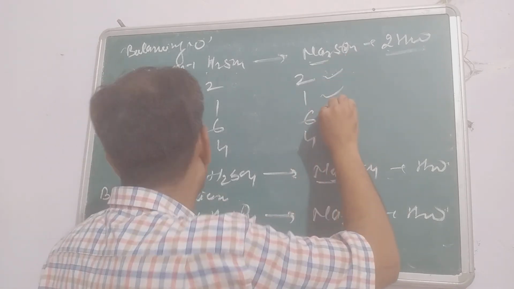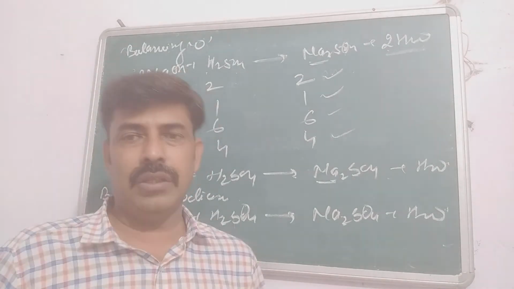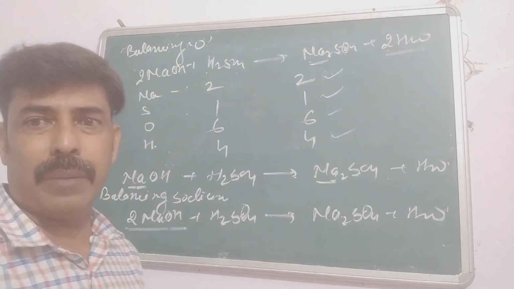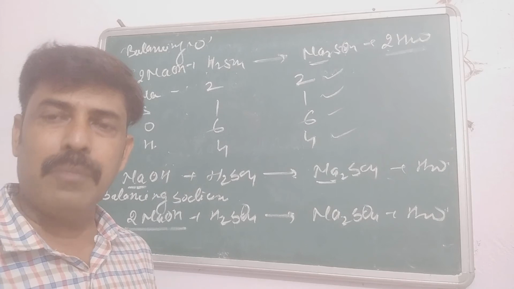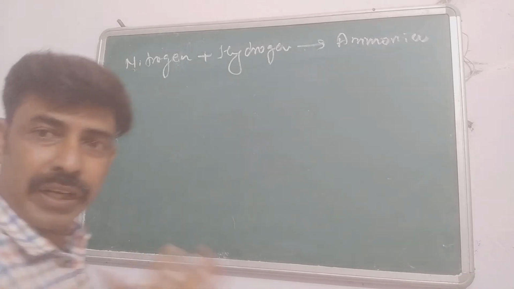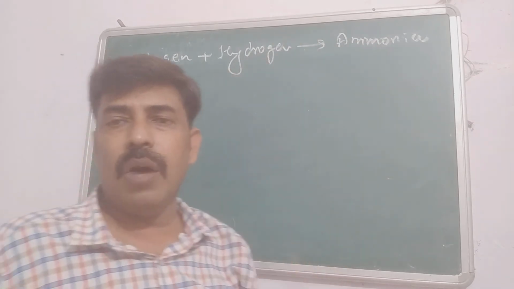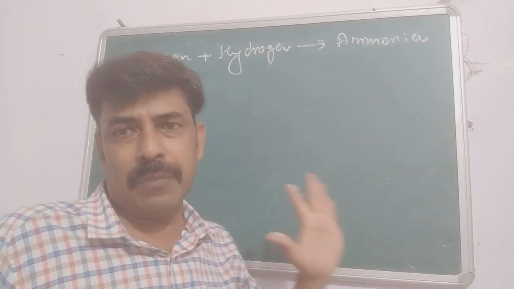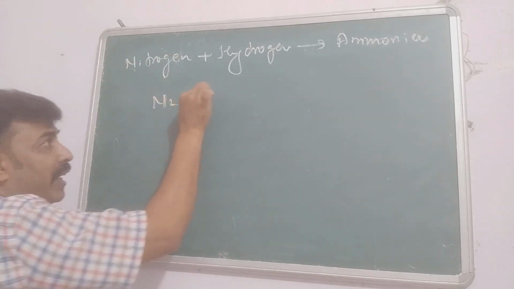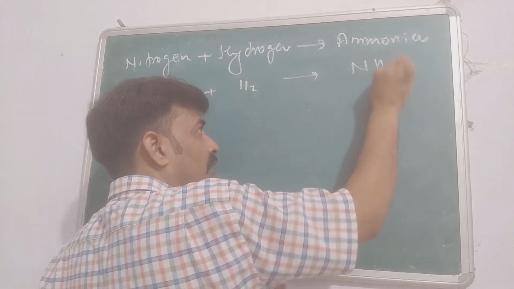So sodium, sulfur, oxygen and hydrogen all are balanced, and if all the elements are balanced, surely the reaction is also balanced. Then this is the simple step for the balancing of any equation. I am taking one more equation to show the same. So the reaction is nitrogen on reaction with hydrogen gives ammonia. So I am writing it in the form of the equation: nitrogen N2 reacts with hydrogen H2 to yield ammonia, that is NH3.